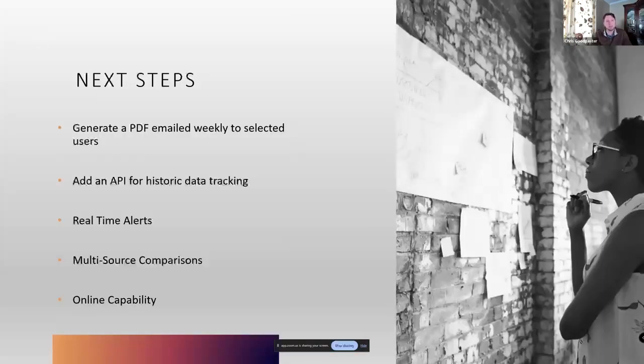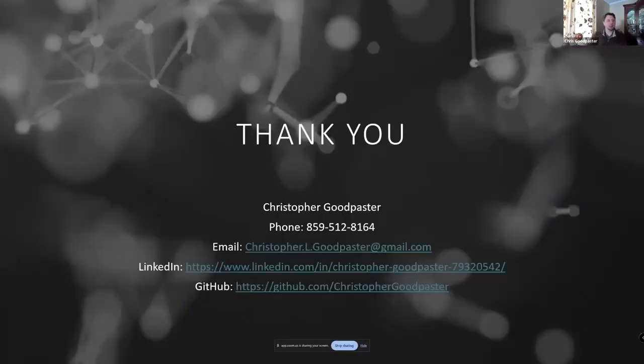My next steps for this: I'd like to try to generate weekly PDFs that send out to users for changes in historic data, an API for more historic data, and real-time alerts. So if something drops below a certain price, you get an email or a text message, or just a notification on the computer. Multi-source: I'd like to be able to add other websites in and choose which ones you want to use. Online capability: I'd like to be able to activate this for my phone or a remote location.